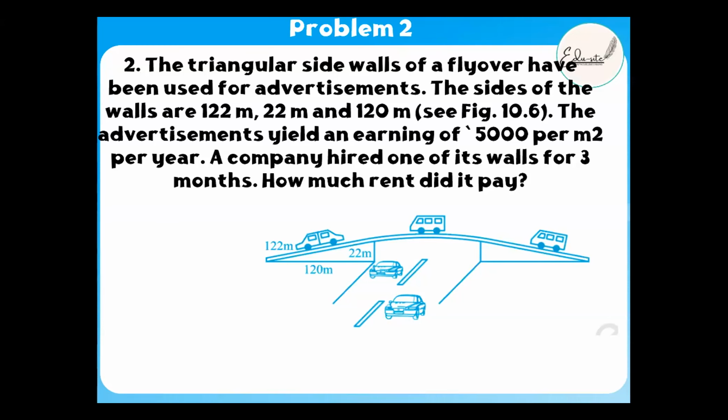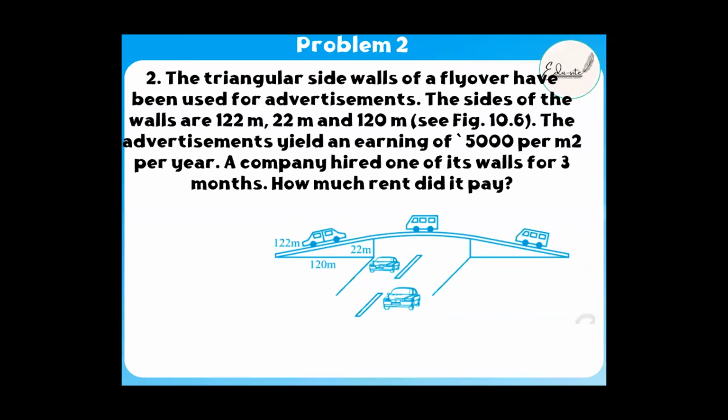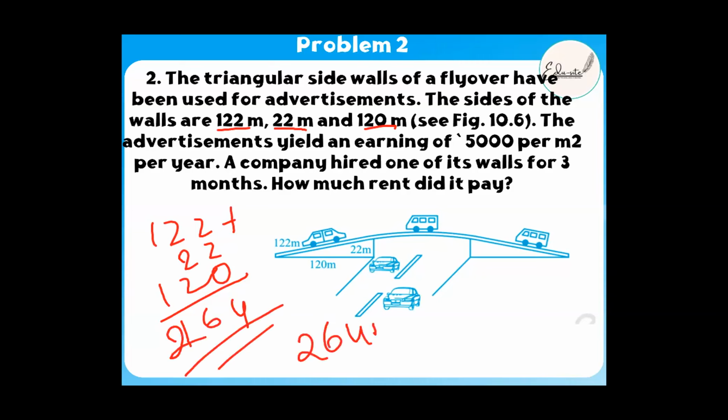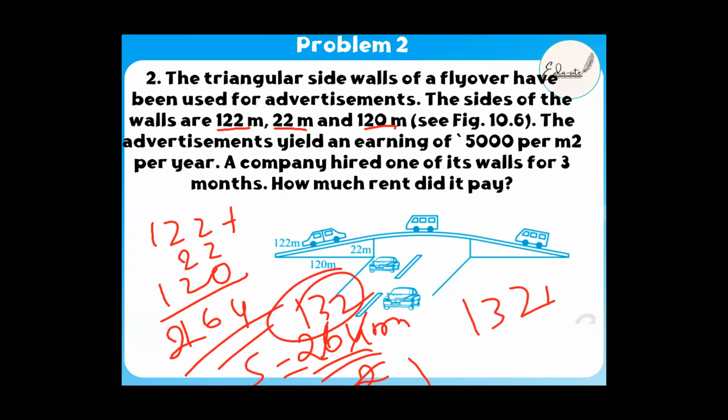Okay, that's great. This is actually quite easy. So first we have to calculate using Heron's formula, right? What is the perimeter given? 122 plus 22 plus 120. You have to add it all, right? It is 264 meters, the perimeter. And s is equal to 264 over 2, so it is 132 meters is your s.